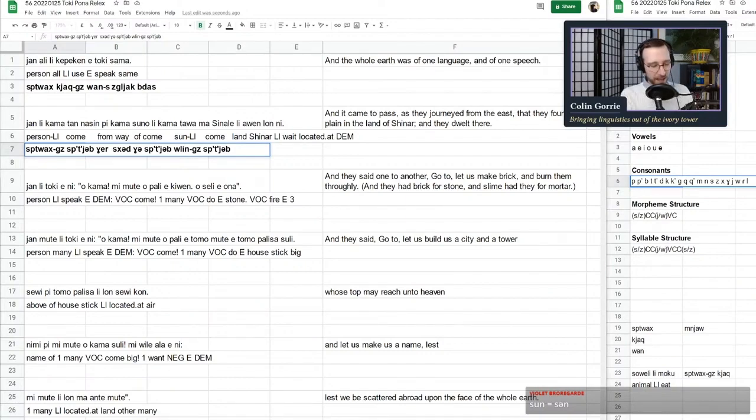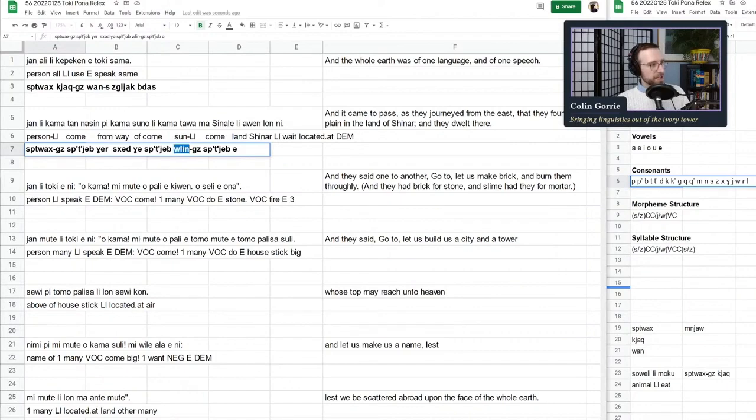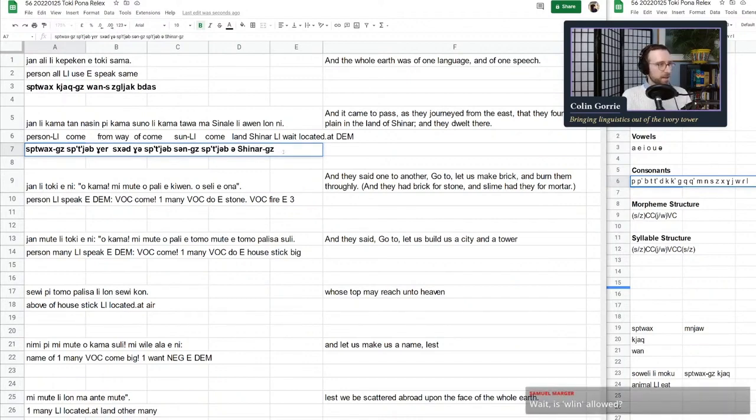So then let's is land. We have a suggestion of sun being sun. So let's change that here. Sungs. And then let's use lean for something else. We have shinargs. And then we can use lean for weight. And then we need one for located at.